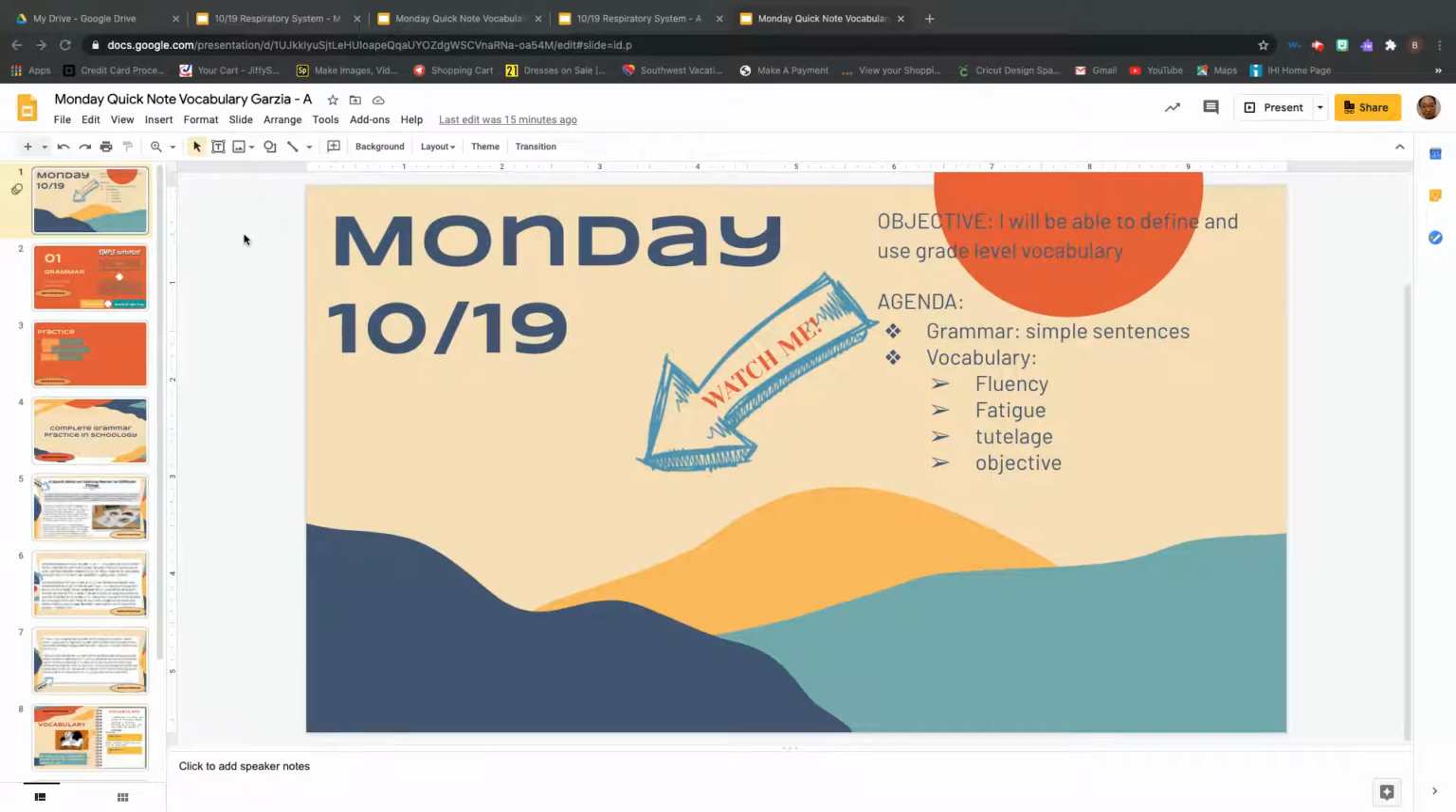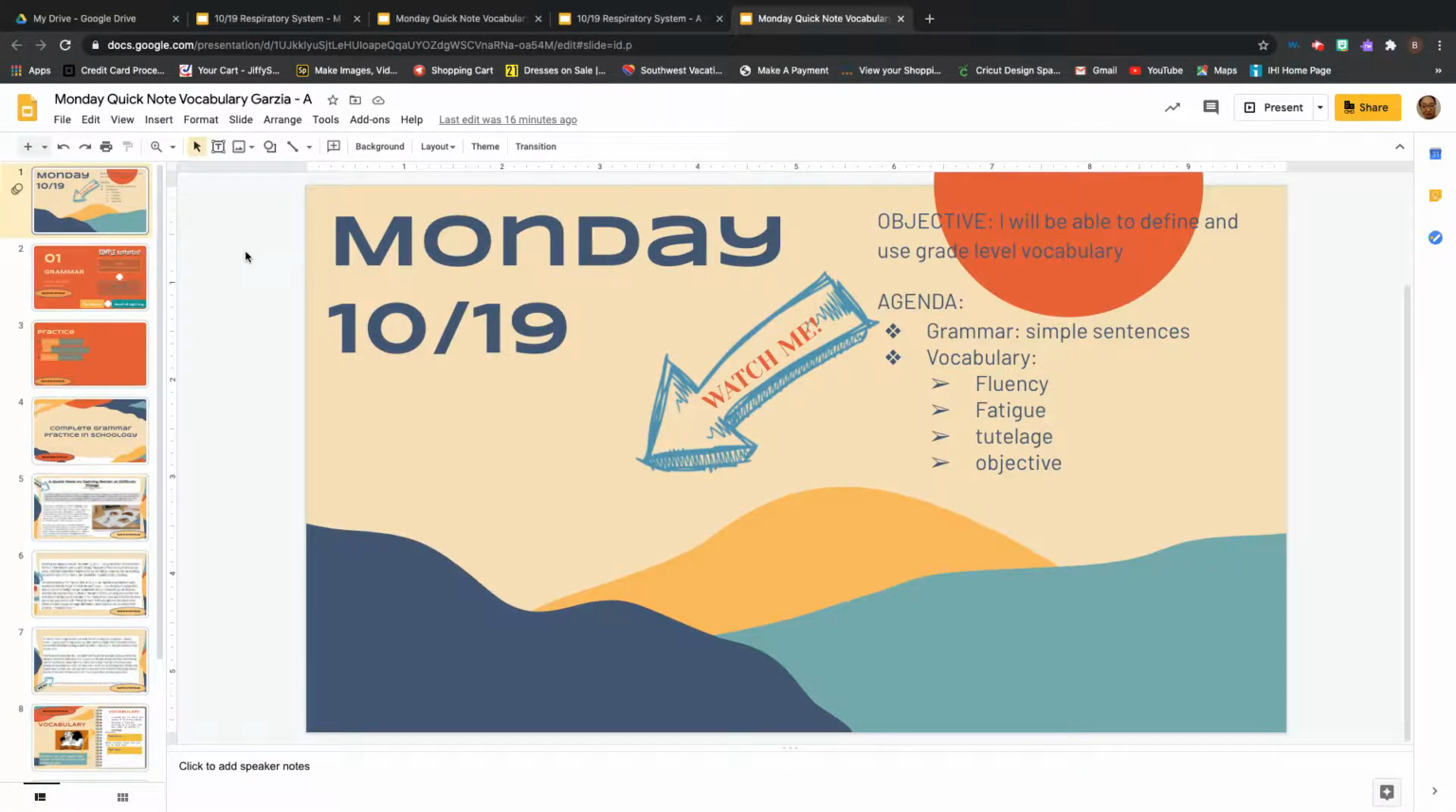And your objective today is you will be able to define and use grade level vocabulary. So the first thing we're gonna do today is some grammar. We've been doing capitalization and some punctuation stuff, so today we're gonna do simple sentences. And then after that, we're going to have some vocabulary. So we're going to read a nonfiction article, and then there are some vocabulary words in there that we want you guys to define based on the reading.